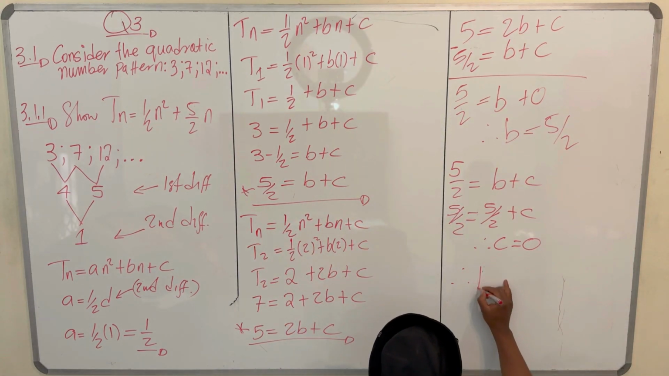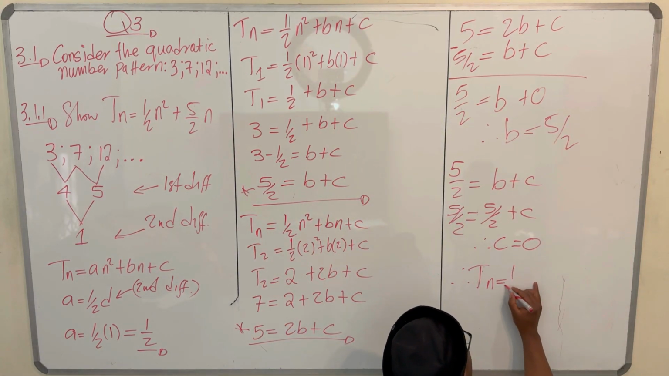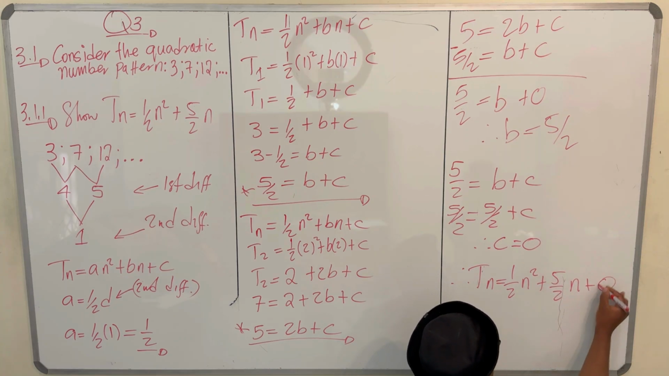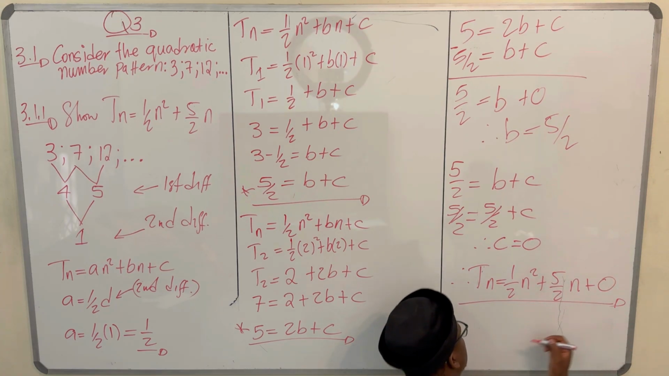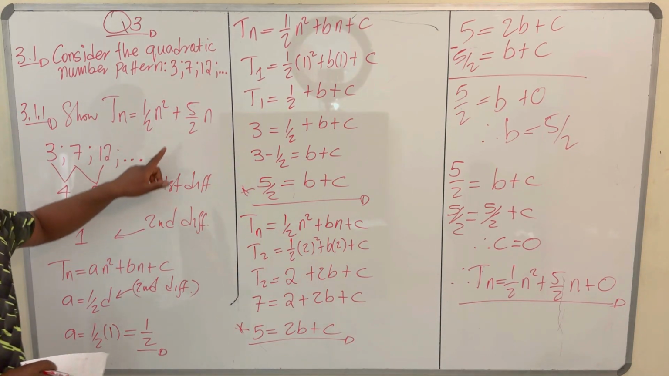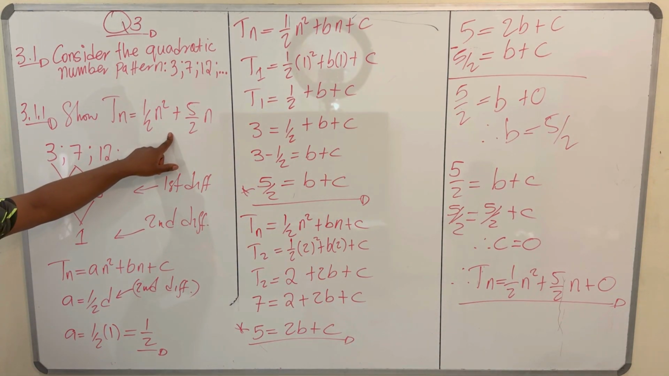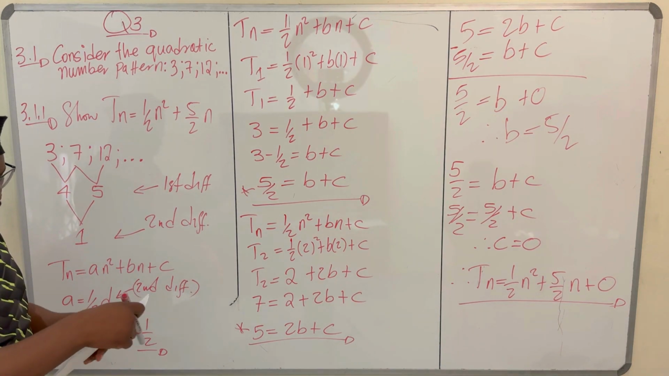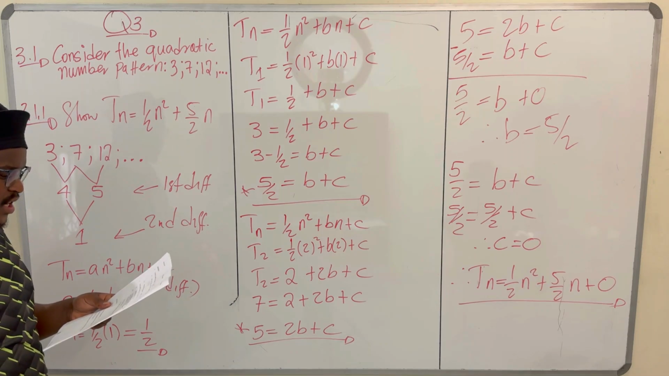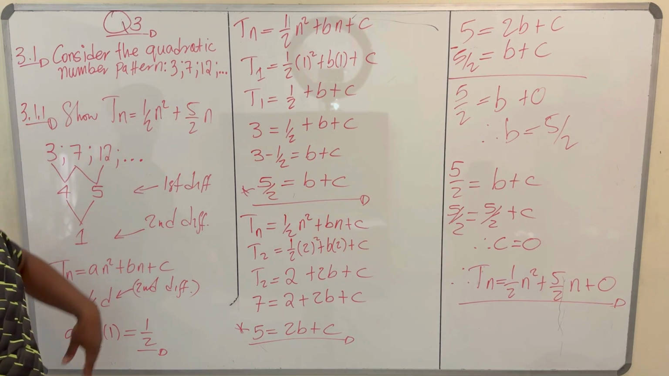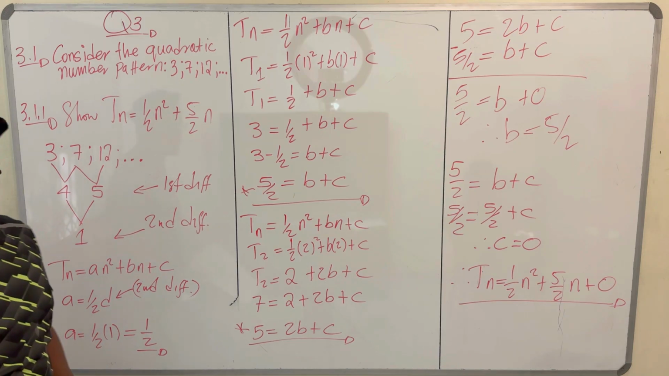Therefore, your Tn is equal to half n squared plus 5 over 2n plus 0. So this is your nth term here, which is the same as that one. So we have proved it. We've proved it. So we're done with this question. We're going to move to the next one, which is 3.1.2. So I'm going to clean the board and do the point number 2.